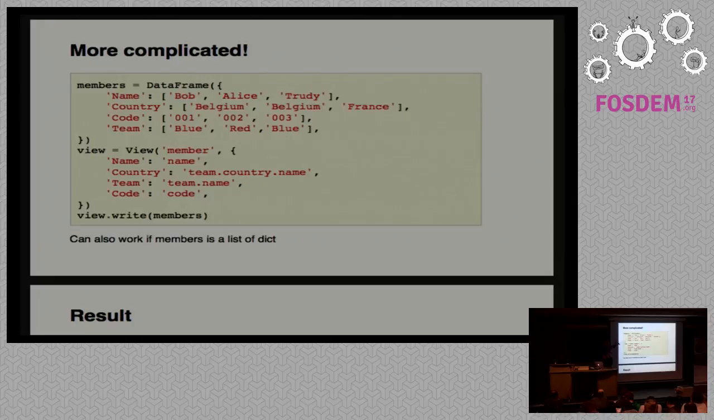You can also give a list of dictionaries instead of a data frame, and it will work the same. So in this case, name is going to be the name of our members. The country here is the name of the country of the team of the members. So Tanker will have to join all those things to know which team and which country is linked to, and then the team itself.